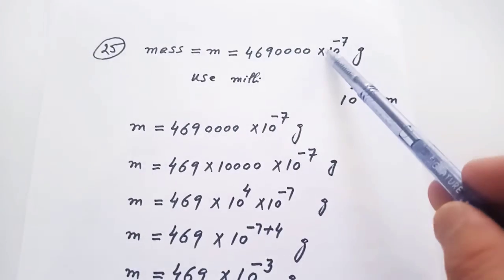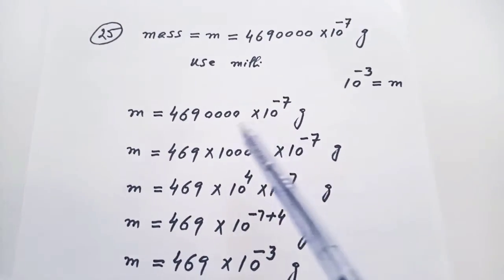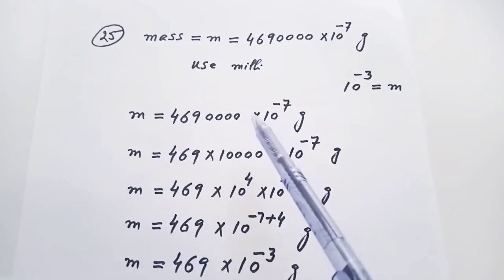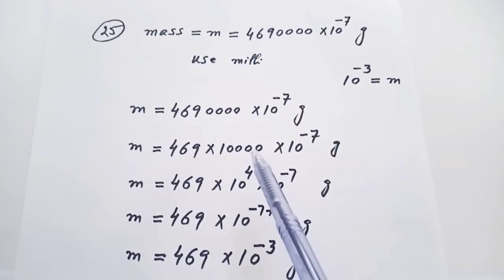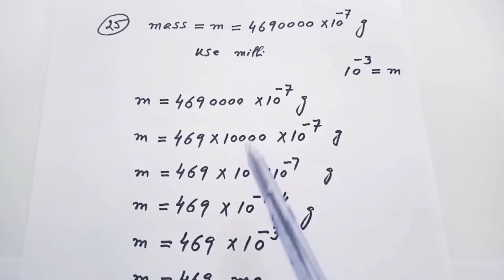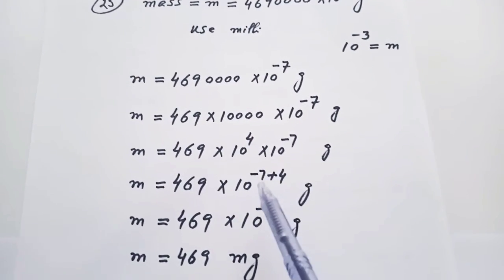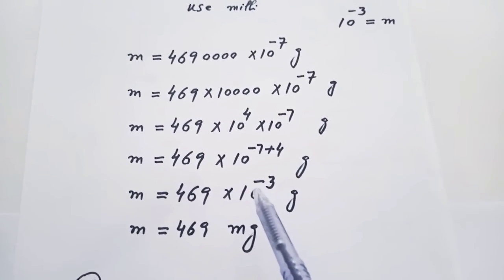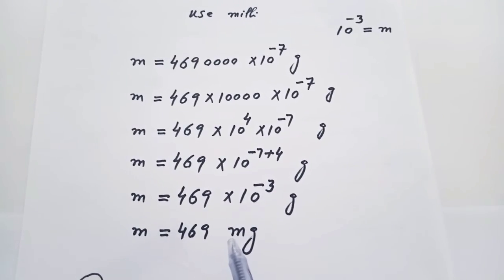Here mass is given in gram. Use milli. 10 power minus 3 is milli. Here we shift the point through the 4 digits. We can write this number like this, and there are 4 zeros, and 10 power 4. When we combine them we get minus 7 plus 4, and then we get 10 power minus 3, and 10 power minus 3 is what? Milli. So here we use milli, m, as the prefix.